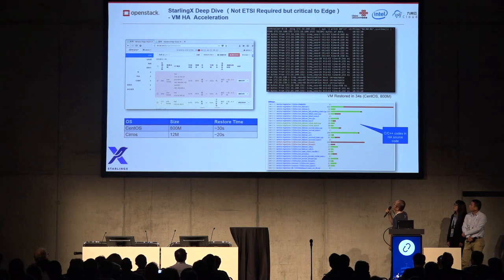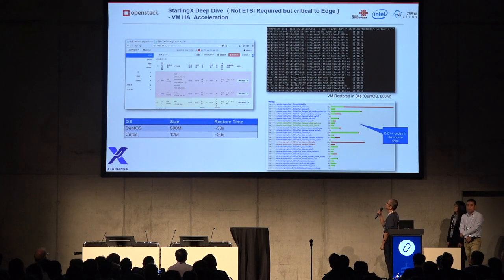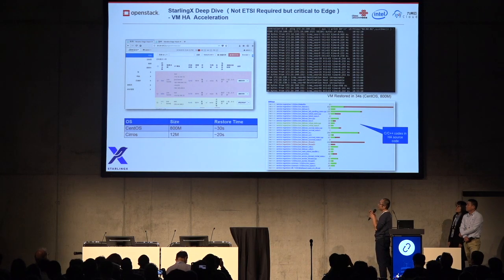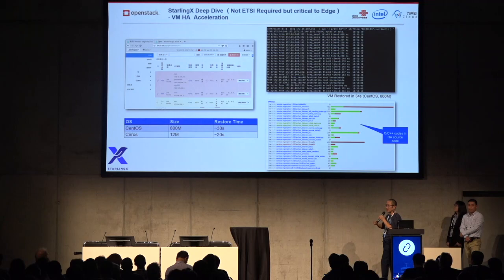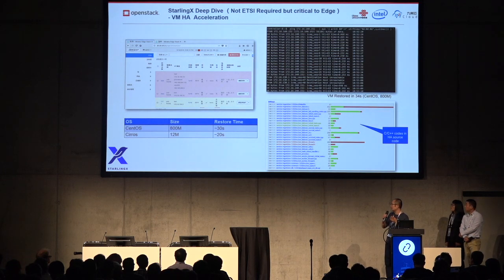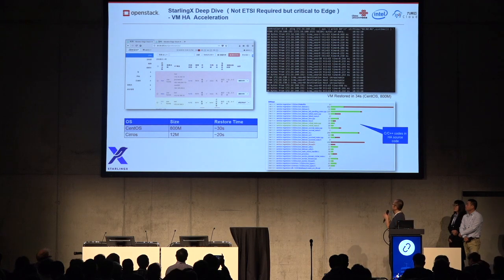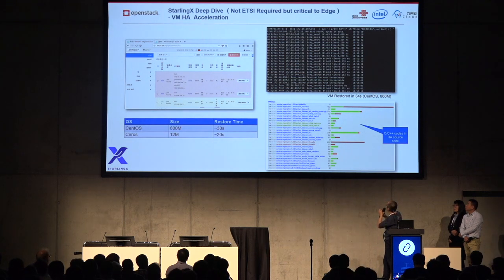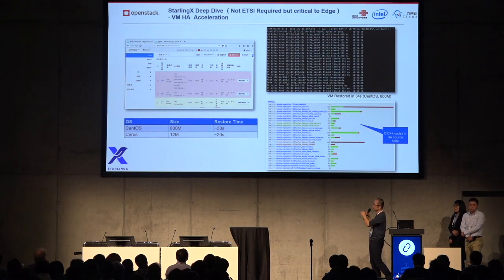And the next is the virtual machine HA management. Here we have validation testing. On the left web page, during our testing, we can shut down the physical machine to trigger the StarlingX virtual machine HA management component to do the live migration from the failure node to a live node. From the result of the ping command, we can see there are three lines showing the network cannot be reached. It means the virtual machine cannot be accessed.